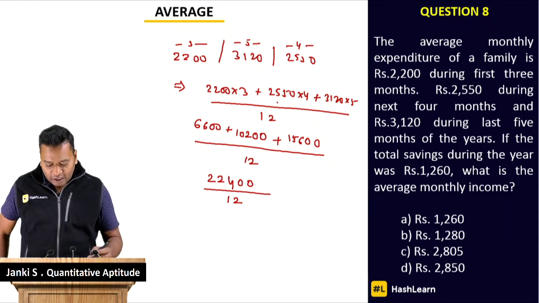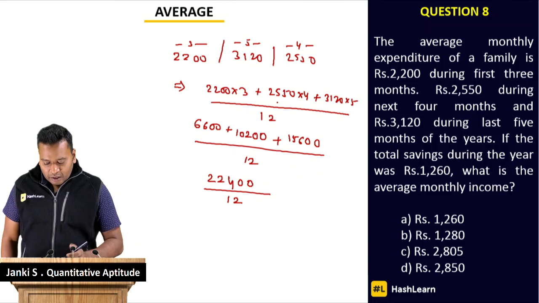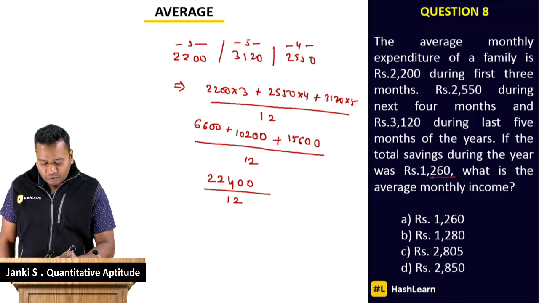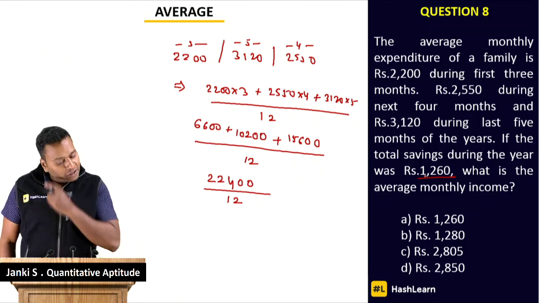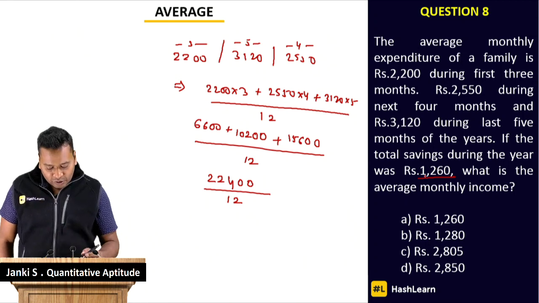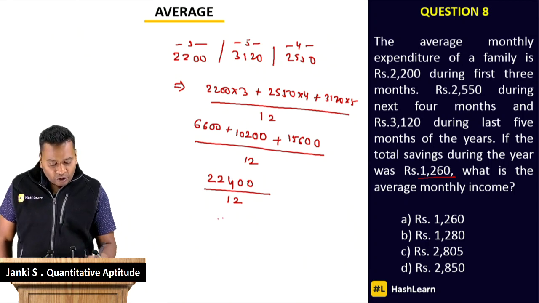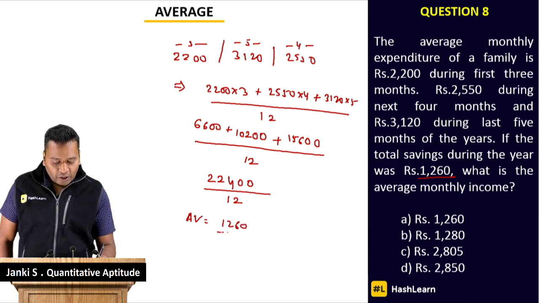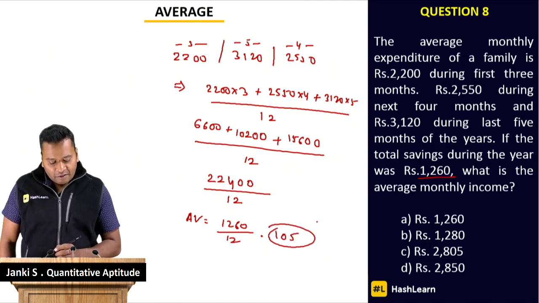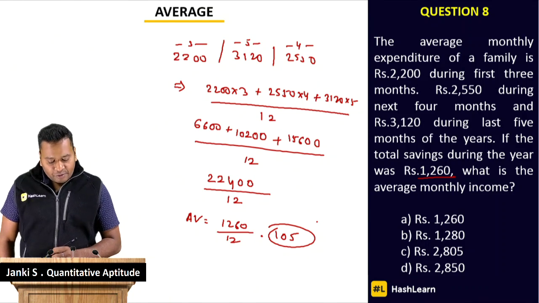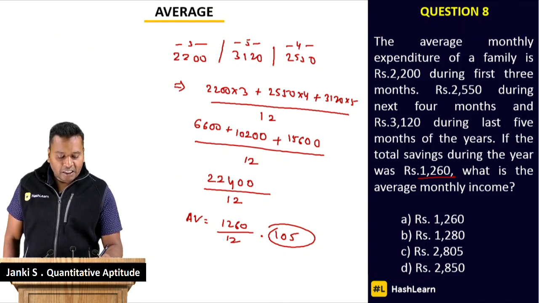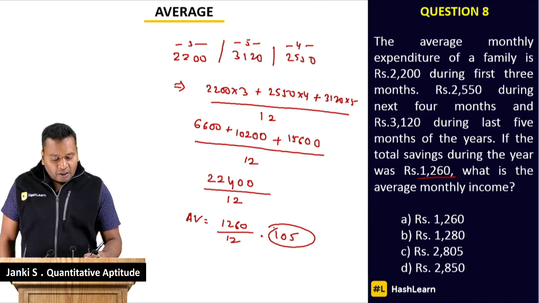So we are dealing with this, and then it's given that the total saving is nothing but 1260. Now first thing is total saving is nothing but 1260 here. So the average saving per month is how much? It's about 1260 divided by 12, right? That means it's about 105. 105 is the average saving here. So average saving is 105, and let's find out this part.